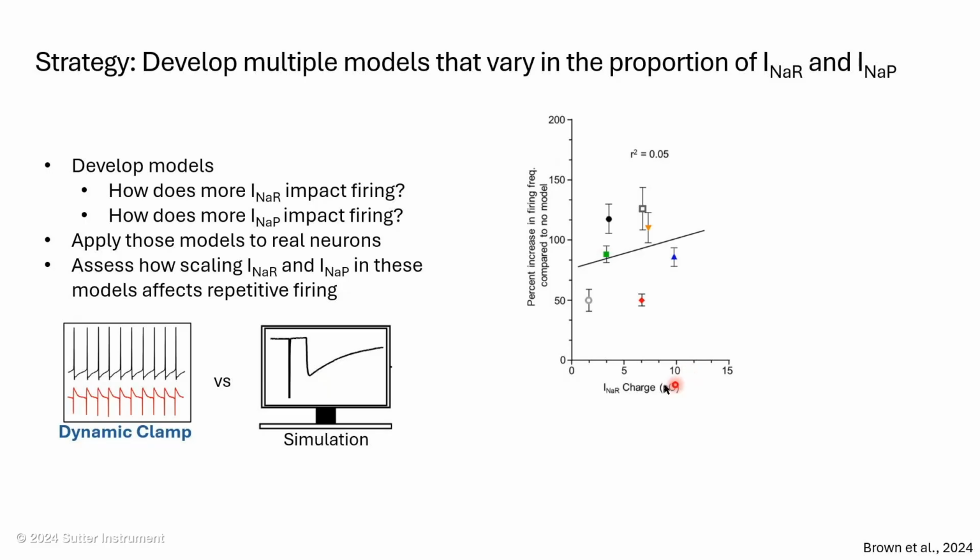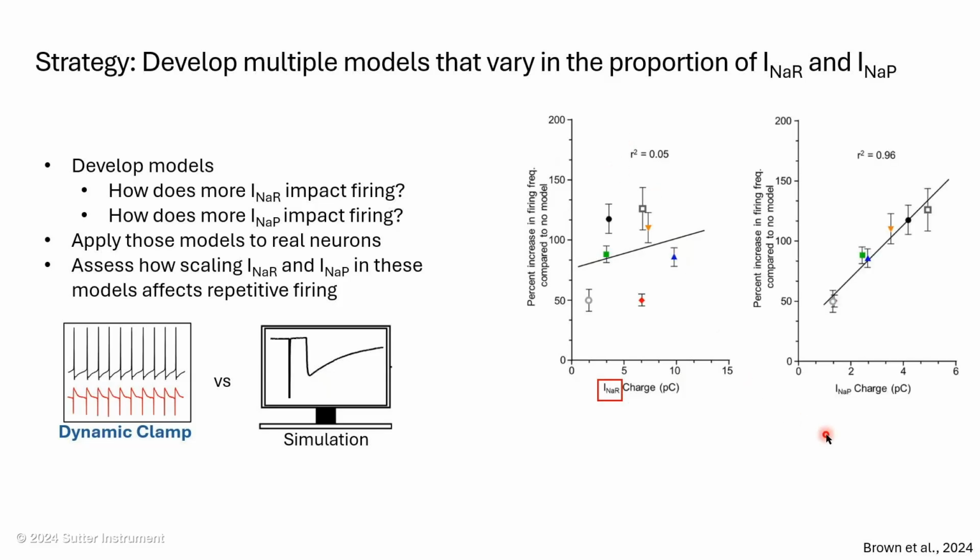And what we see with this comparison, this is the resurgent current here on the x-axis, even if we add a large amount of resurgent current, we're not really seeing a correlation between the amount of resurgent current added and the increase in firing frequency. And that's especially evident by our correlation coefficient R squared, which is quite low here.